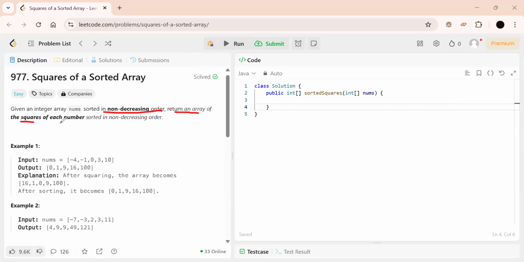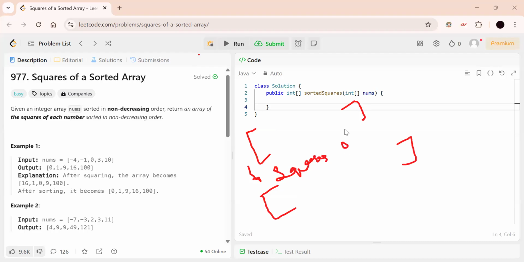Return an array of squares of each number sorted in non-decreasing order. So they're giving us an array and asking us to return an array, where this array contains squares of each number from the main array. For example, 2, 3, 4. Squares of these numbers should be present in the answer array. That's all, guys. 2 squared is 4, 3 squared is 9, and 4 squared is 16. This should be the answer that we need to return.